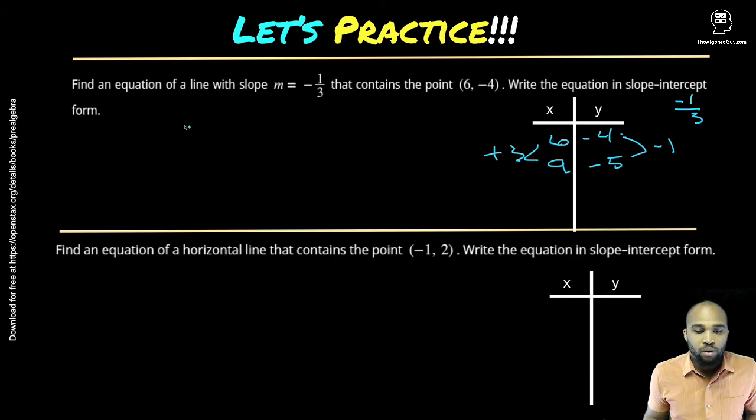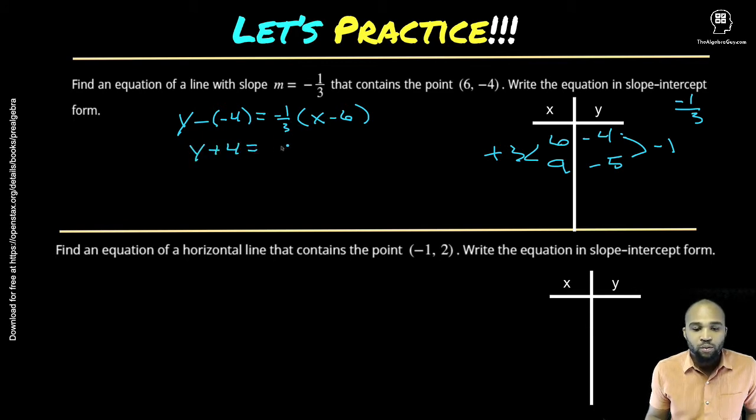All right, point slope form says y minus this y value, which is -4, is equal to my slope of -1/3 times x minus 6 in this case. Now we want slope-intercept form, so this is y plus 4. Distribute that -1/3, it becomes -1/3 x. And then -1/3 times -6, this is going to be positive, right? Because I got a negative and a negative. 6 divided by 3 is 2.